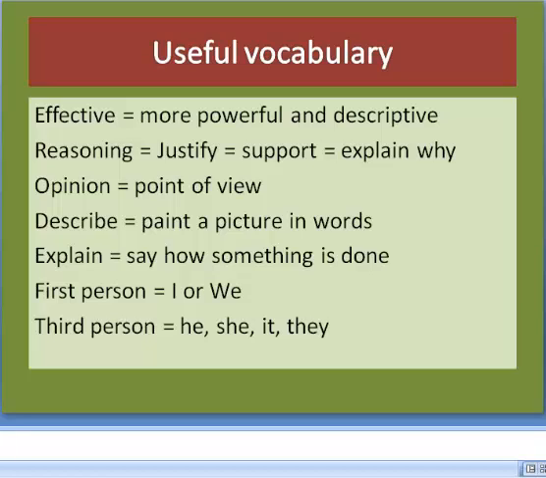Here's some useful vocabulary. Effective means more powerful and descriptive. Reasoning, justify, and support all mean to explain why. Opinion means point of view. Describe means paint a picture in words. Explain means say how something is done. A first person is I or we. Third person is he, she, it, or they.